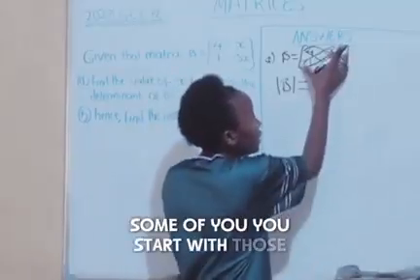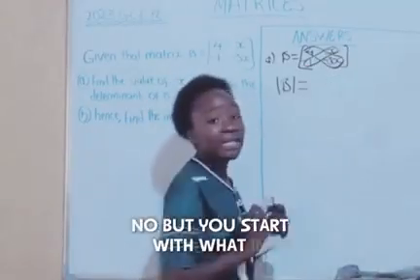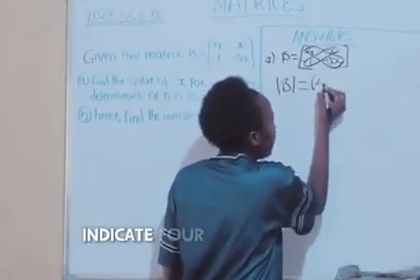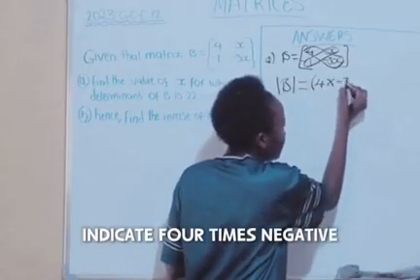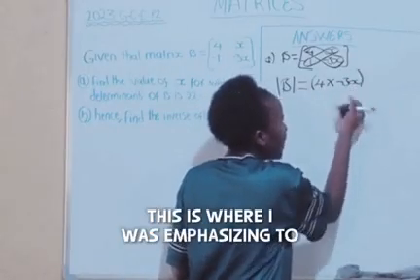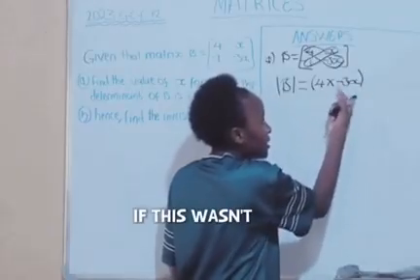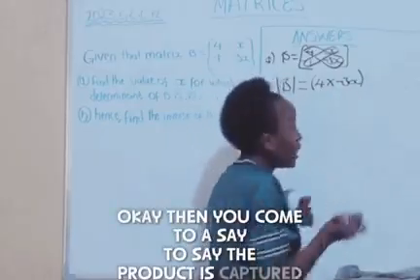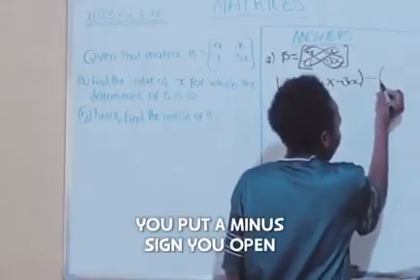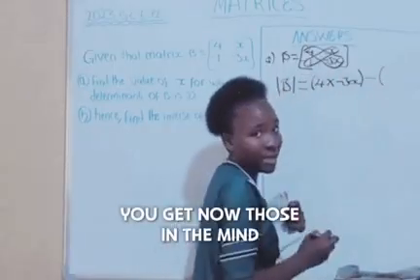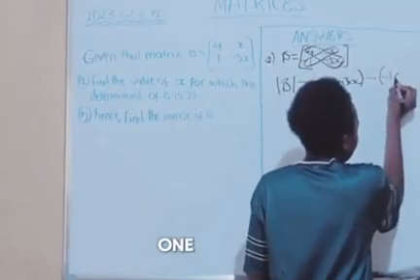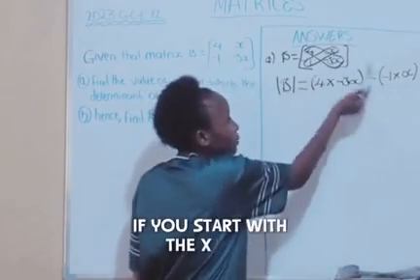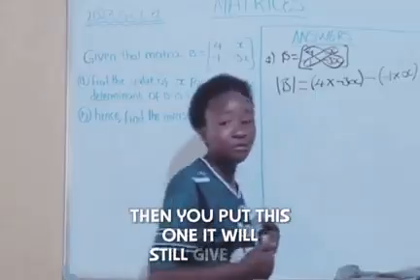Some of you start with those in the minor. No, you start with the what? The major diagonal, which are these. So you are going to just open brackets, indicate 4 times -3x. This is where I was emphasizing to say this is the same. If this wasn't the same, we would have put the 4 outside. Okay. Then since we are saying the product to subtract, you put a minus sign, you open brackets again, you get now those in the minor diagonal, you say -1 times x, you close. But there's no problem if you start with the x, you put the x first, then you put this one, it will still give you the answer.